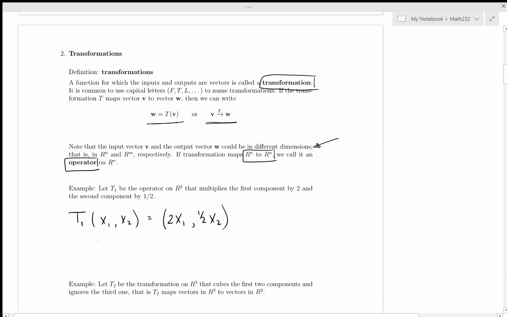We could also write that like this. T takes the vector x1, x2. The vector x1, x2 is mapped via T1 to the vector 2x1, 1/2 x2.